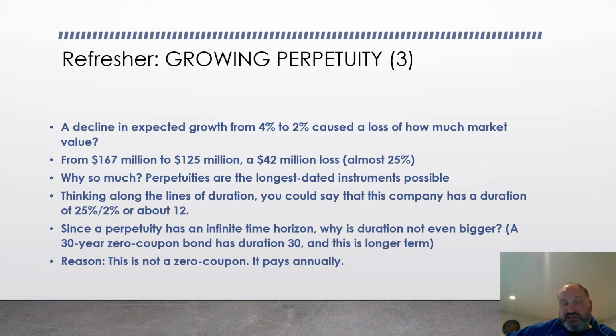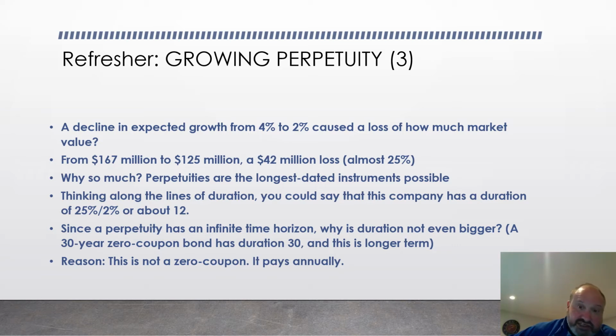But you might also say the other way, well, wait a minute, Bill, this is an infinite cash flow. Perpetuity means it goes on forever. Now, you told me that duration, because we're kind of thinking about something like duration, you told me that if I had a 30-year zero coupon bond, its duration would be 30. Well, this is beyond 30 years. This goes on forever. So why is the duration, or something like duration, only about 12?